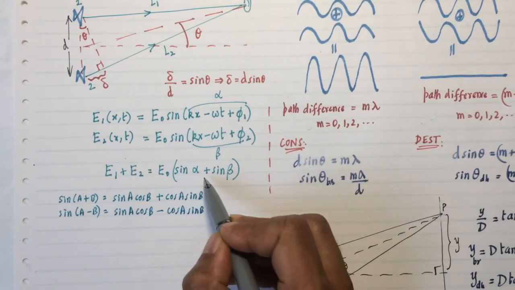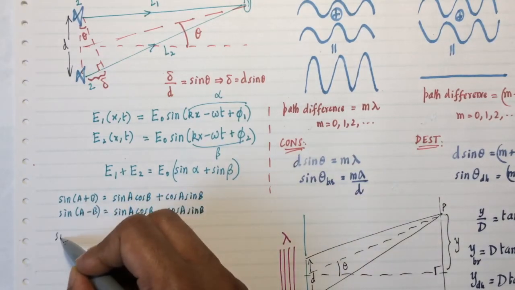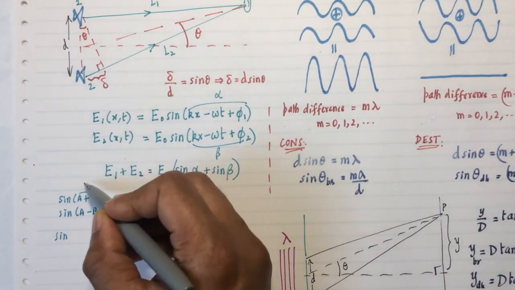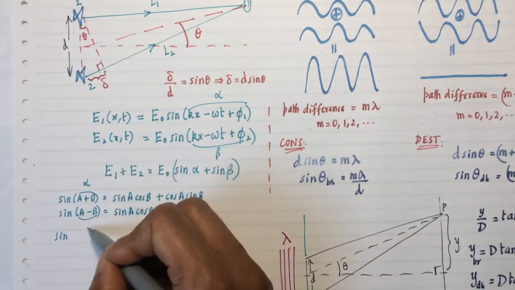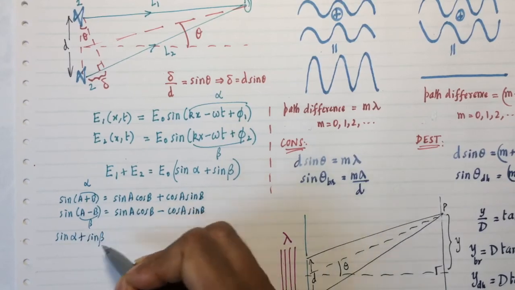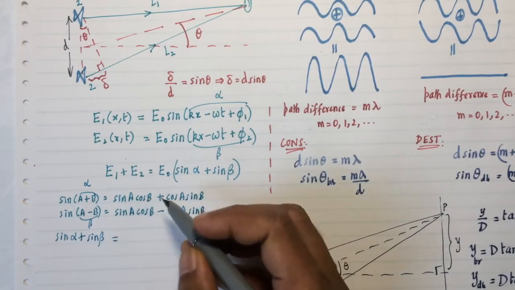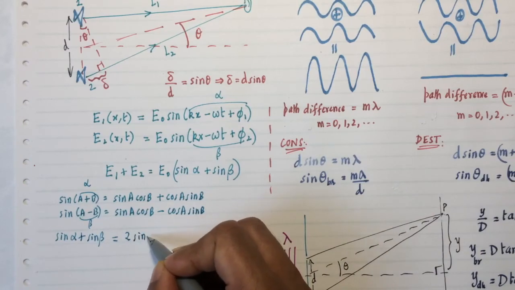Now here I have a sine alpha and a sine beta. I'm going to add these. I'm also going to call a plus b alpha, and I'm going to call a minus b beta. So I get sine alpha plus sine beta. That's sure enough what I need. And these two terms will cancel out, and so I get 2 sine a cosine b.